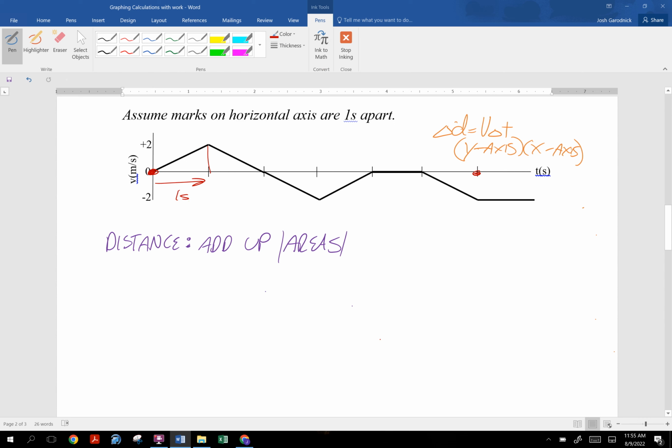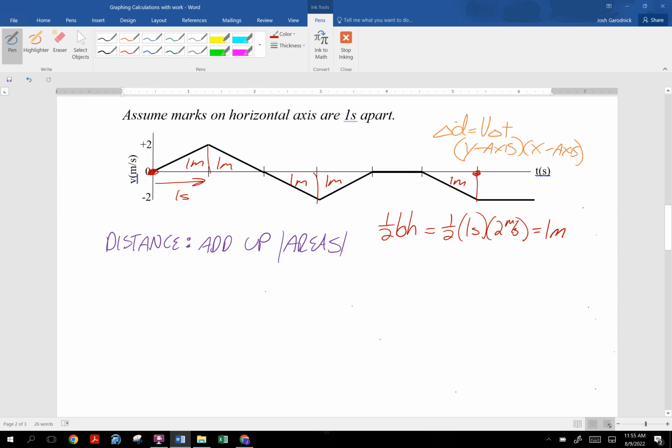So each of these areas is 1/2 base times height. I'll write it out here just in case, because it's a triangle. It's not always 1/2 base times height. If it's a rectangle, then just do base times height. Base is 1 second. Height is 2 meters per second. So each of these is 1 meter. So this is 1 meter, 1 meter. This area here is 1 meter, 1 meter. This area here is 1 meter.